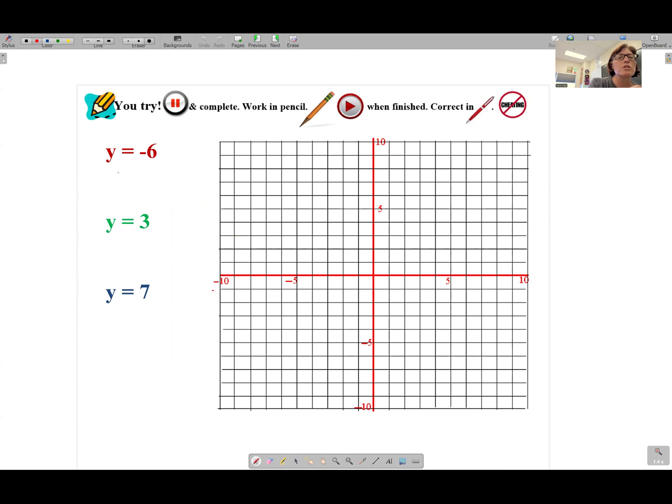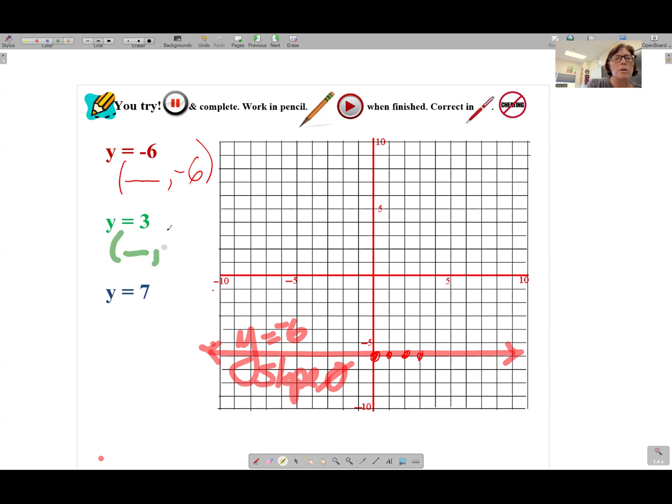Y equals -6 looks like this. All the points where there is a something, -6. So that would be like 0, -6, 1, -6, 2, -6, 3, -6. So y equals -6 is a horizontal line at -6. That's y equals -6. And the slope here is 0. Y equals 3 is all the points where there's something, 3. So 0, 3, 1, 3, 2, 3, 4, 3, etc. That is a horizontal line.